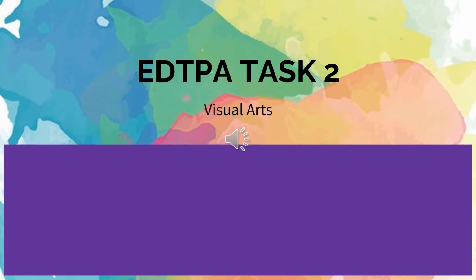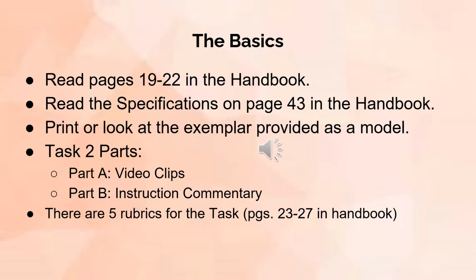This video is to help you with task 2 for the Visual Arts Handbook. So to go over the basics, you want to make sure that you read the task 2 instructions in your handbook. Those will vary from handbook to handbook in what pages they're on. You also want to make sure that you read the specifications chart in your handbook for task 2, because this tells you what files you need.